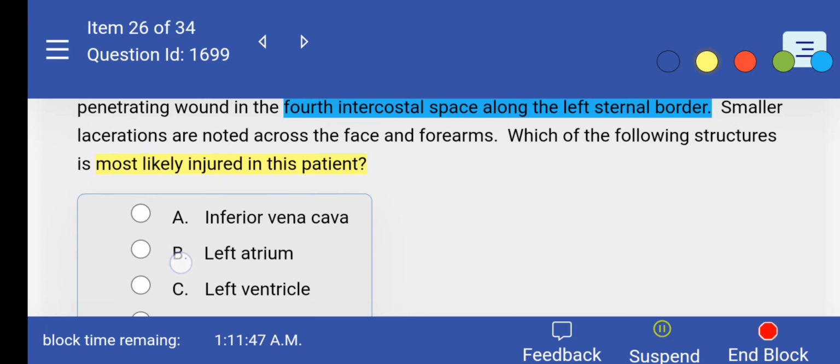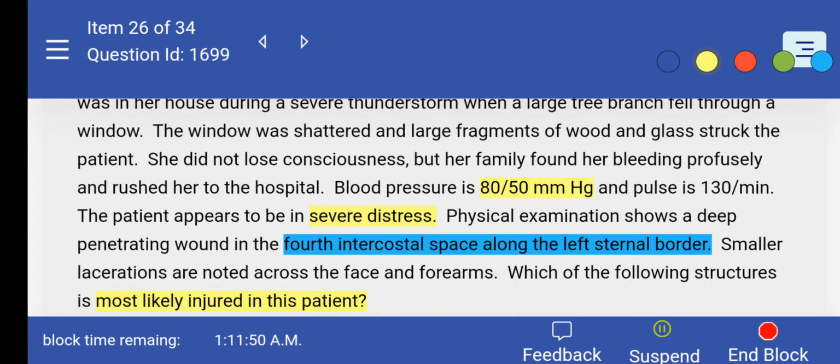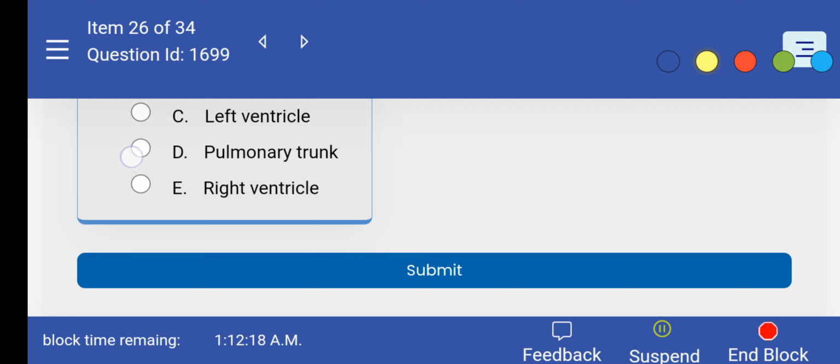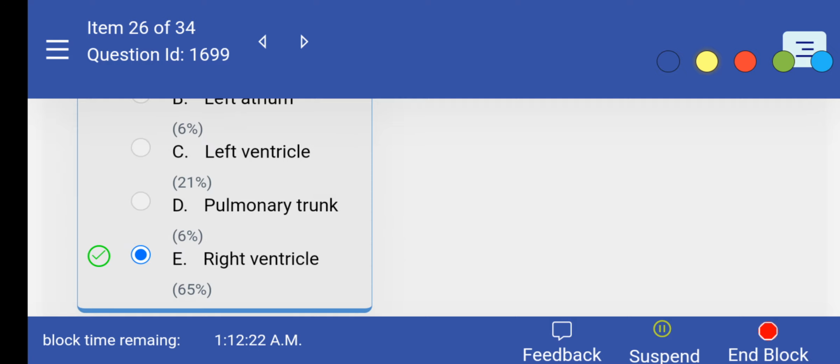Why? Because if there is injury to the fourth intercostal space, that would affect the right ventricle, right? But the important point regarding another MCQ is, if there is injury to the fifth intercostal space along the midclavicular line, that would affect the left ventricle, and with that, the lung, right? This is important. So the correct answer for this question is right ventricle. Okay, good. Let us see the explanation.